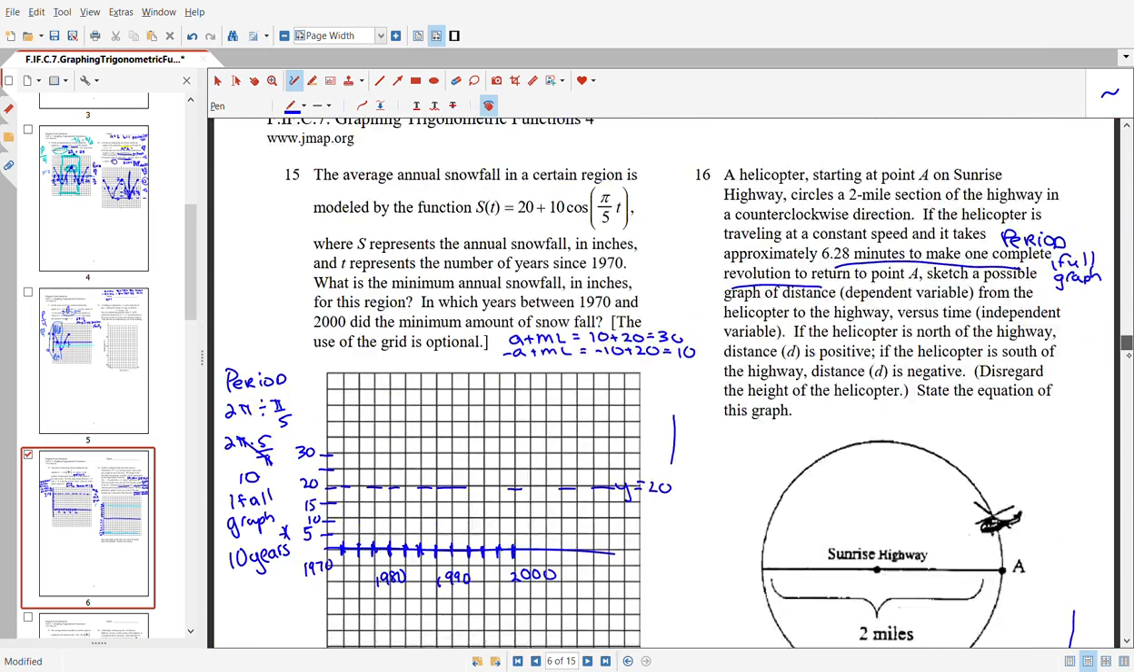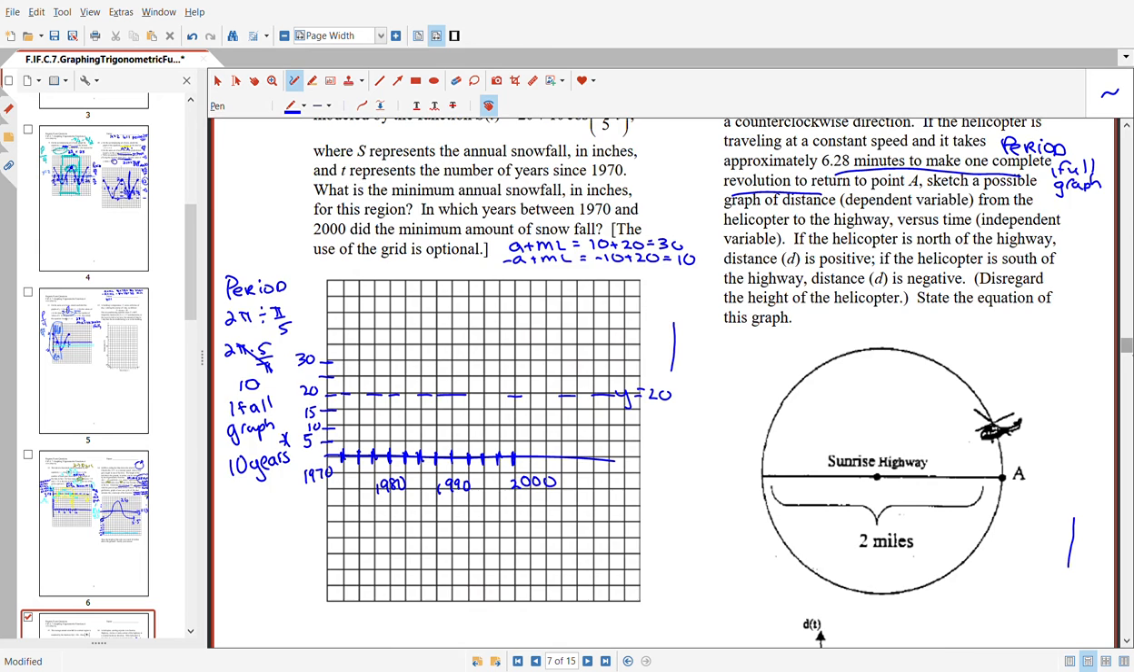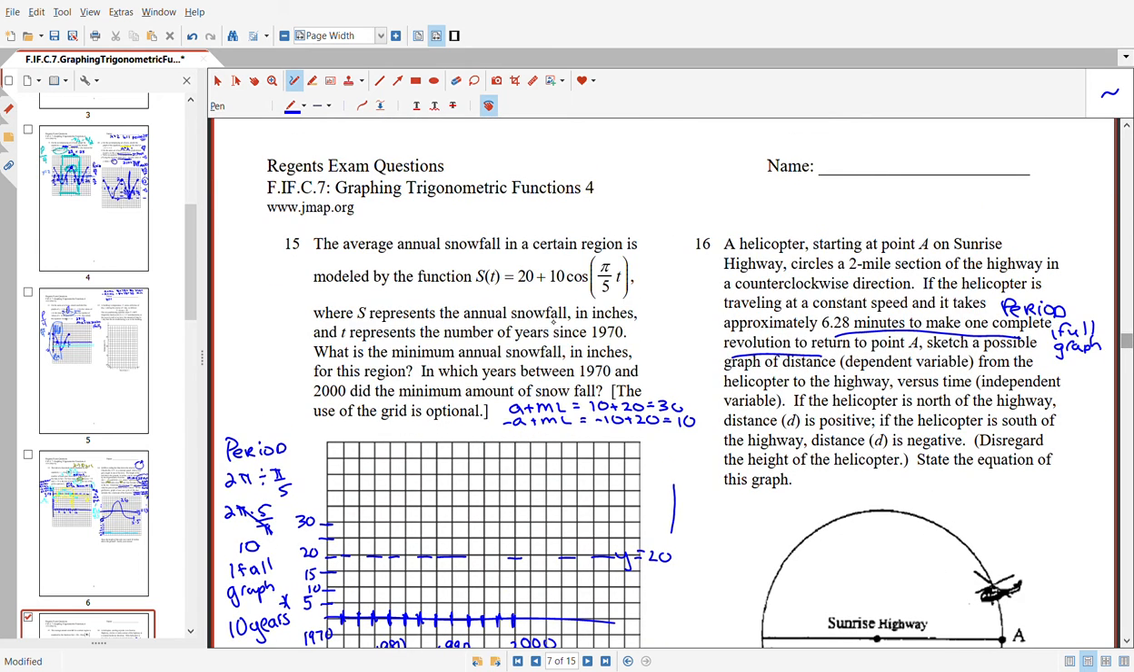Let's see. I guess I'll do one more. Here, there's the midline at 20. And then you're going to go up 10 to 30 and down 10 to 10. And there it is algebraically. There's the max and min. And the period is 2 pi divided by pi over 5. So the period is 10. So at 10, you have one full graph. So every 10 years. So it's not upside down.